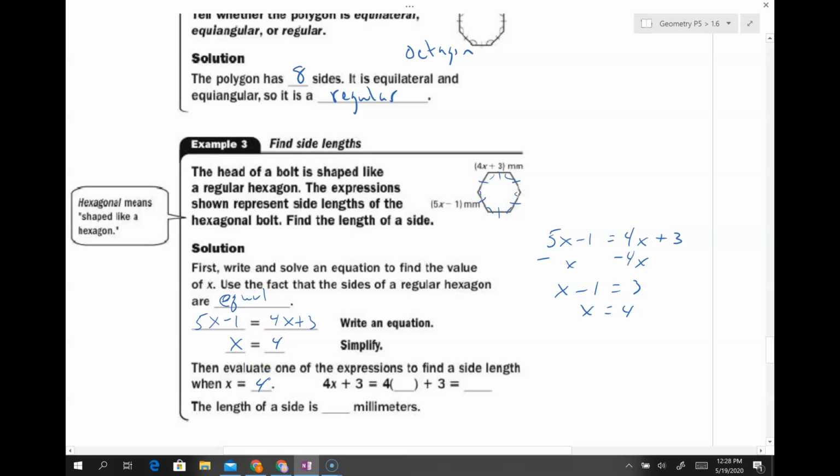So then they want to know how long, find the length of each side. They're all the same, so we just got to plug into one of those. We could have used 4x plus 3 or 5x minus 1. It doesn't matter. So we put in the 4. So 4 times 4 is 16, plus 3 is 19. Okay, so the length of each side is 19 millimeters. All right, so that's the idea.